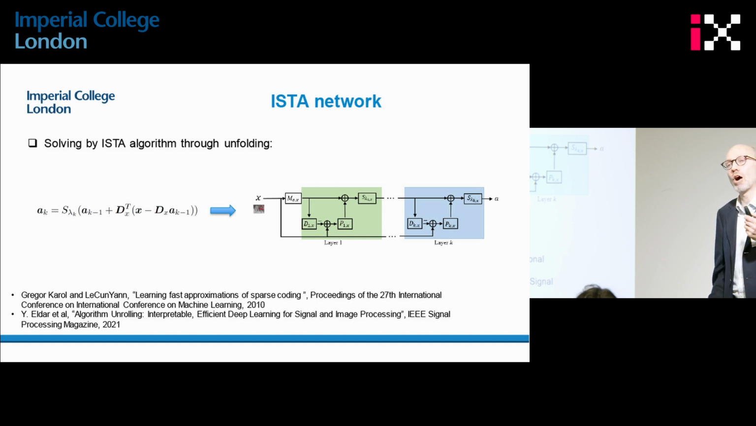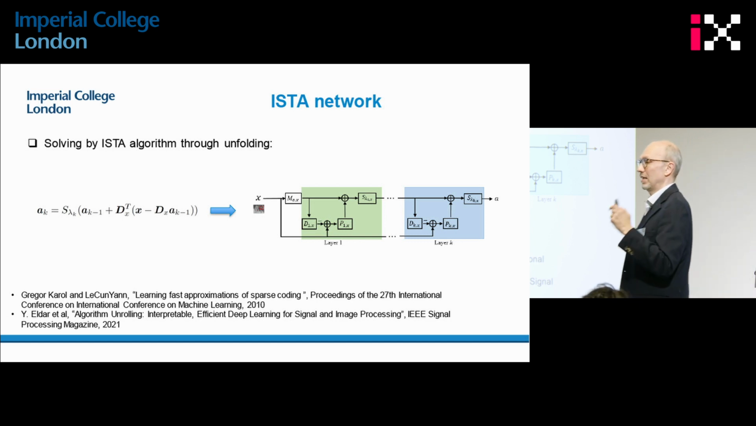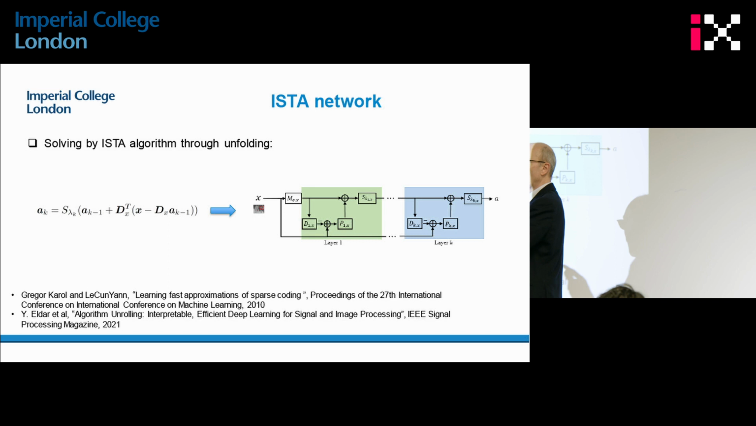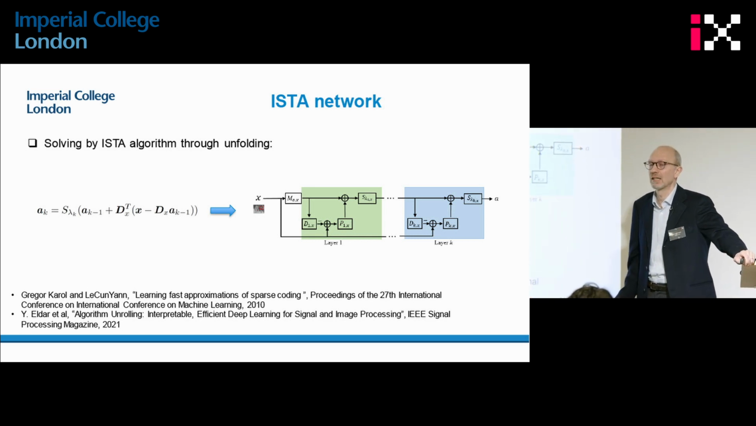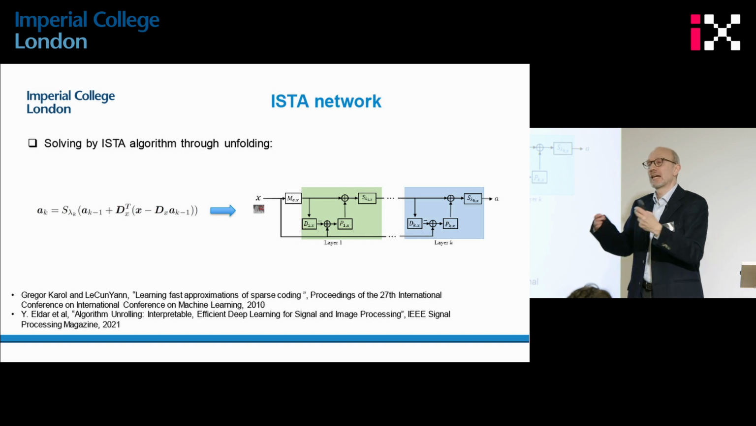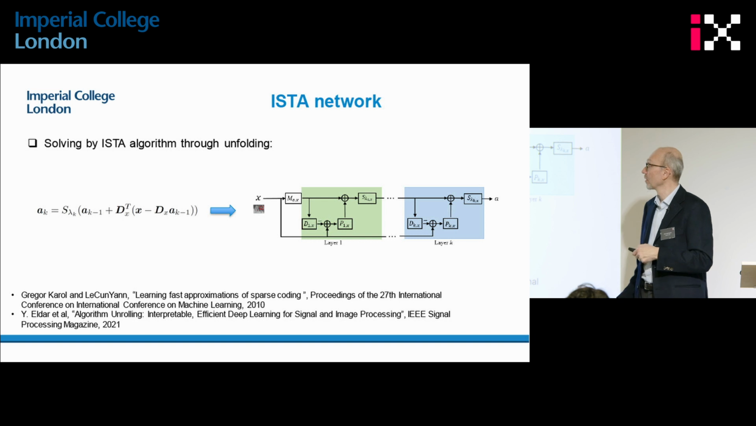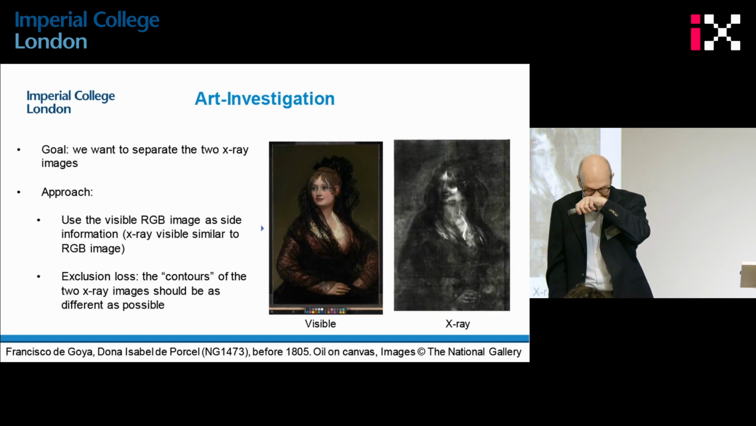Let me show you how we use this idea in two very different problems. One is in the area of art investigation, and the other is in the context of neuroscience. This is to give you the idea that it's potentially transferable, which I think is quite interesting. So the first context is art investigation.